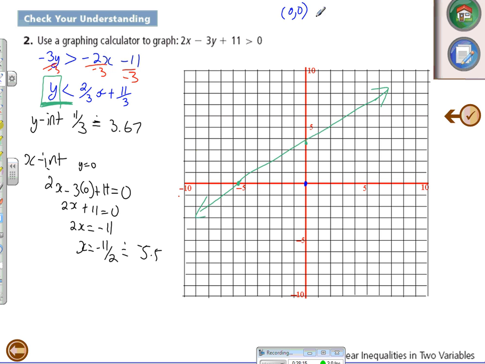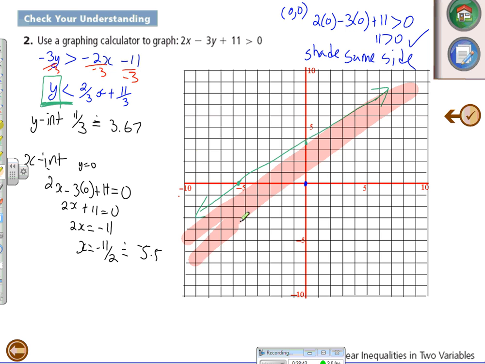And let's see if this one is going to be true. So plug it into the original. 2 times 0 minus 3 times 0 plus 11. Is that greater than 0? 11 is greater than 0. Yes. So this is true. So shade the same side as your test point is in. My test point is on the below side, which already we knew. That's the side that we shade. So you shade this whole area in.